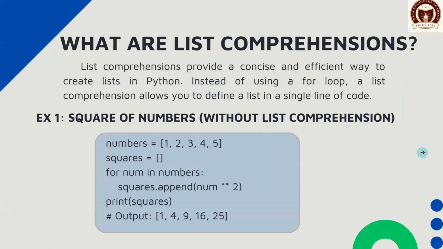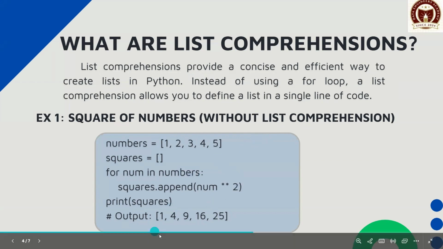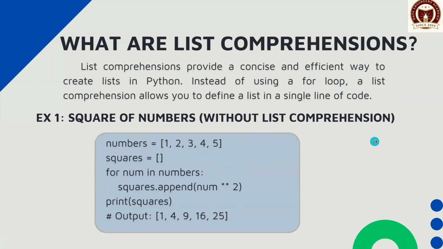Now let's talk about list comprehensions. Instead of writing long for loops to generate lists, we can use a one-liner. In this example one, we can see a square of numbers program without using list comprehension. Here we have used a for loop to create a list, the square of this numbers list. And let us see the second example.